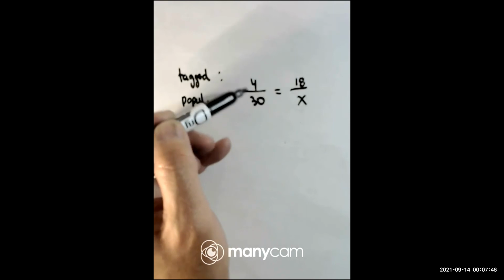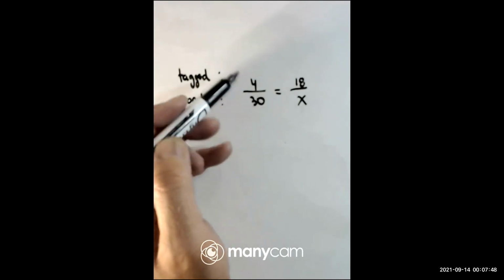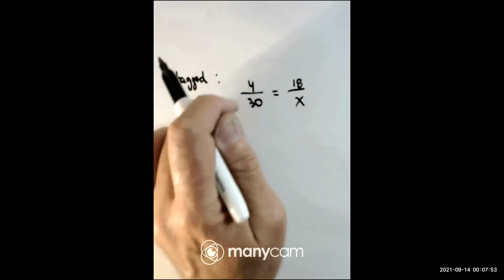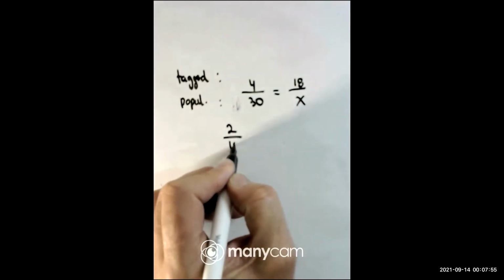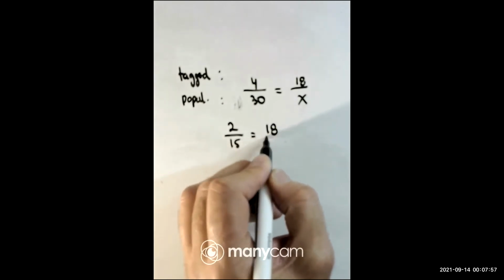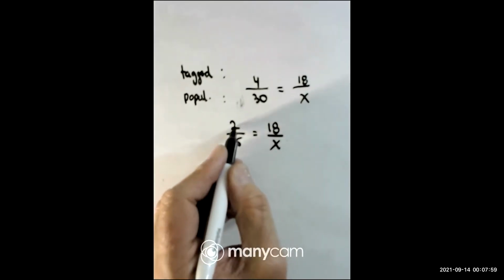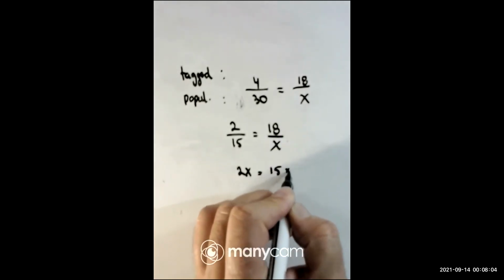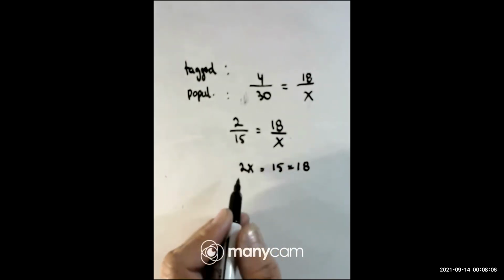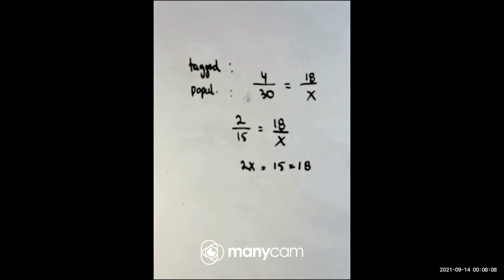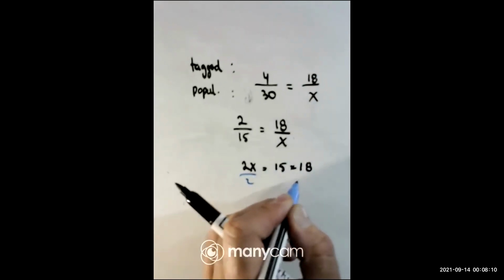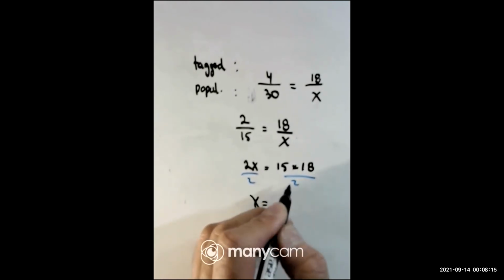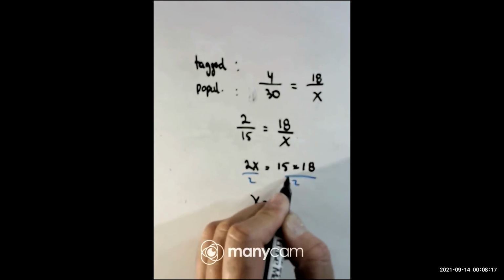Both numbers are even, so I can simplify by 2. This is the same thing as 2 over 15, right? I divided by 2. So we have 2 over 15 equals 18 over x. Cross multiply: 2 times x, 2x equals 15 times 18. To solve for x, we divide by 2. We have x equals 18 times 15 divided by 2.